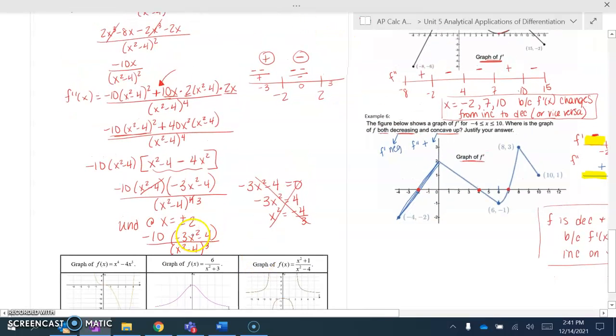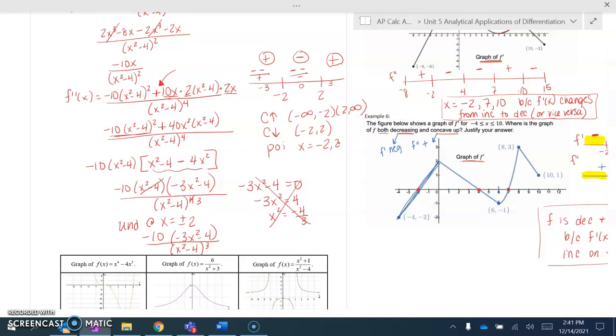Now think about this. Anywhere I'm plugging in 3 is squared, so it's going to come out the exact same way as negative 3 did. Okay, so I am concave up from negative infinity to negative 2 and 2 to infinity. Why did I say negative 3? I meant negative 2. And I'm concave down from negative 2 to 2, and I have POIs at x equals negative 2 and 2.